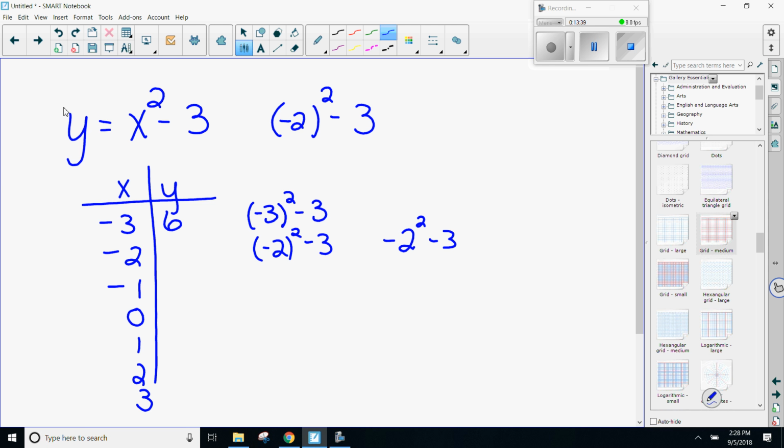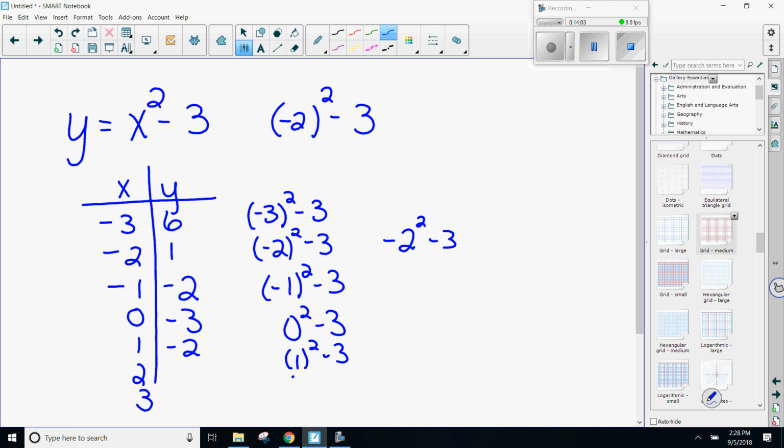So we calculate that and you're going to get 4 minus 3, which is 1. And then I would put -1 in. -1 squared minus 3 is going to give you a value of -2. Then you put 0 in, and you just get -3. Then you put 1 in, and you get -2. You put 2 in, and you get 1. You put 3 in, and you get 6. You have your table. Plot those points.